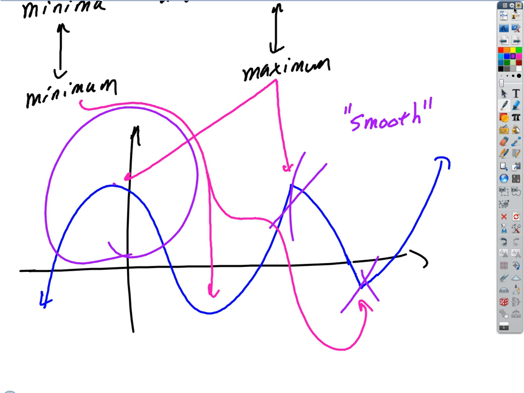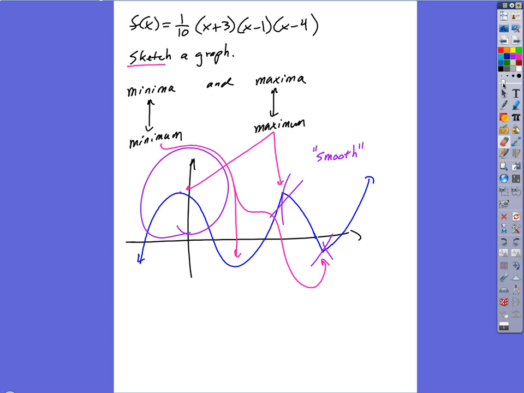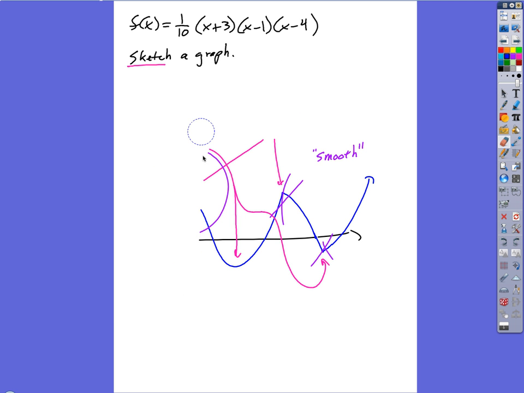So let's take this original function that we had, and let's see if we can sketch a graph of this thing. And when we sketch the graph, we are going to get some peaks and valleys.